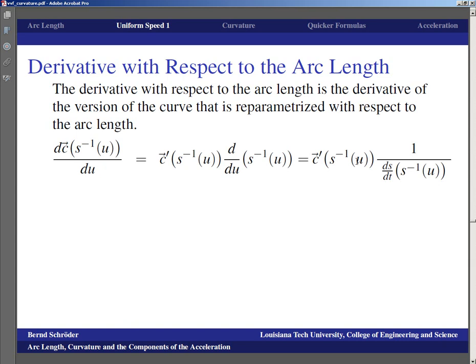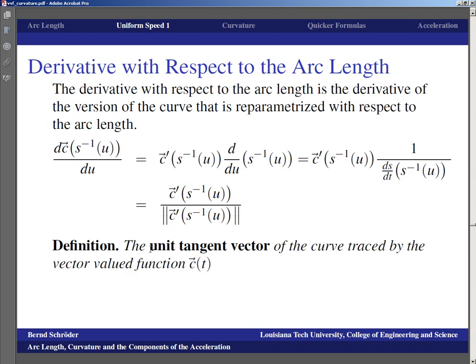which is c prime of s inverse of u, and the derivative of the inverse function is 1 over ds dt of s inverse of u, which is, of course, ds dt is the norm of c prime, and s inverse of u is still there. So this is c prime of s inverse of u divided by the norm of c prime of s inverse of u, which makes sense because if something travels at unit speed, the derivative should be a unit vector, right?